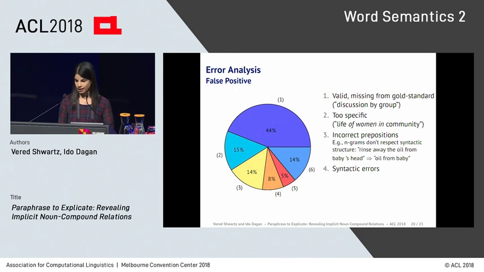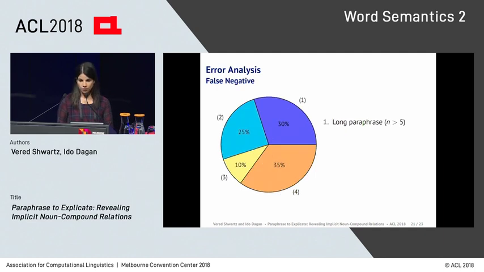We also had syntactic errors and 5% of borderline grammatical paraphrases. These are paraphrases that are not completely incorrect, but they just don't sound very well, like force of coalition forces. With respect to false negatives, we had 30% of paraphrases that were just too long.